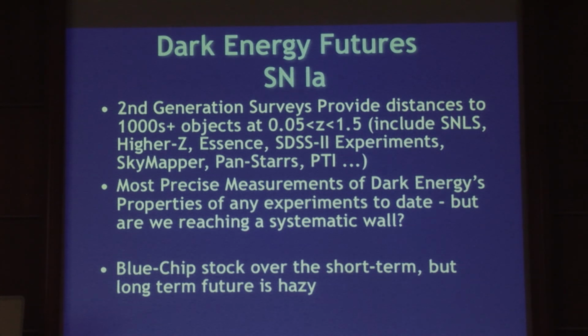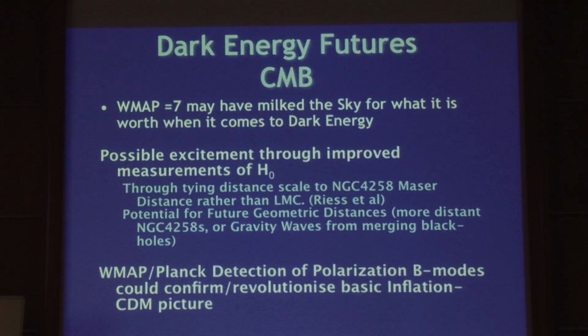So they are currently the most precise measurements we have of the acceleration, but we are really getting close to approaching a systematic wall. We are limited by how accurately we can do photometry. We're limited by assumptions on dust. We're limited by how well we can constrain evolution. And those are becoming very, very hard. So I think it's a good thing to do in the short term, but 10 years from now, it's going to be very hard to make progress.